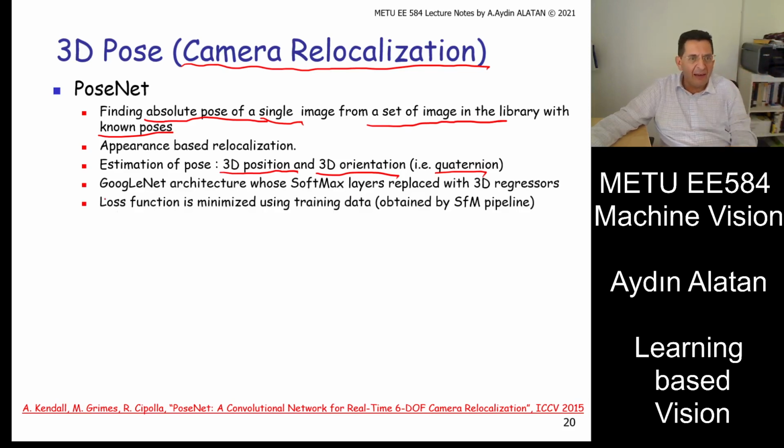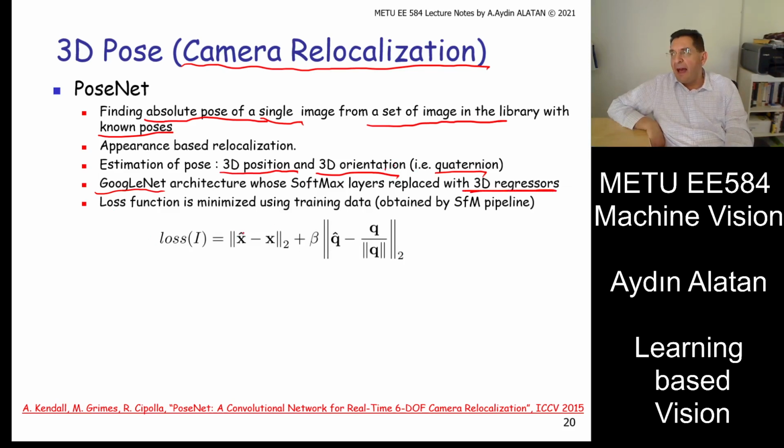There is a GoogleNet architecture with softmax layers, with 3D regressors for these numbers, and the loss function is like that. We have some ground truth. The network is trained like this. You give some data, and from that data, you try to minimize the position and the quaternion, unit quaternion, as a weighted sum of these things. A typical regressor, okay: image in, 6 floating numbers out, whose ground truths are available, supervised. You have to estimate them.